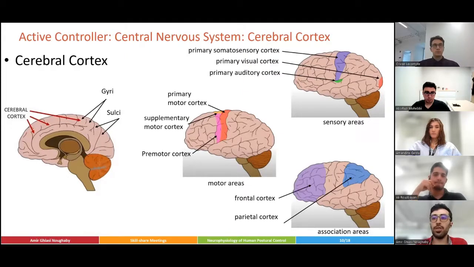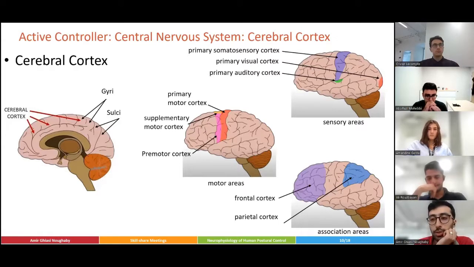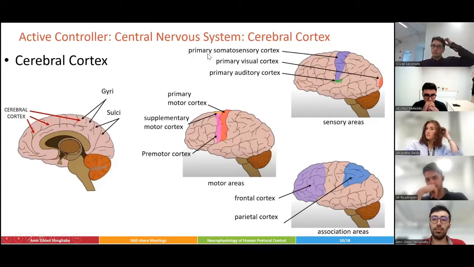Each part of the cerebral cortex is performing some task. Some part of it is connected to the sensory areas, and it itself has some parts: primary somatosensory cortex, visual cortex, and auditory cortex, and also other parts of sensory systems that are not shown here. The motor areas, you can see, have some other parts, and also the association areas that are related to some conscious and non-conscious activities that you can see here.